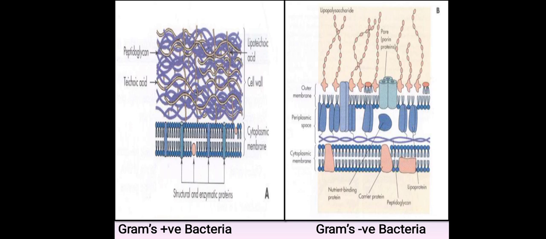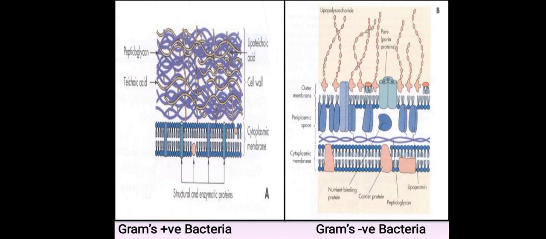Here in this figure we can observe the changes which occur within the cell wall of both the Gram positive and the Gram negative bacteria. In the case of Gram positive bacteria, there is the cytoplasmic membrane, and above the cytoplasmic membrane there is the presence of the cell wall. Within that cell wall there is mainly teichoic acid and a thick peptidoglycan layer.